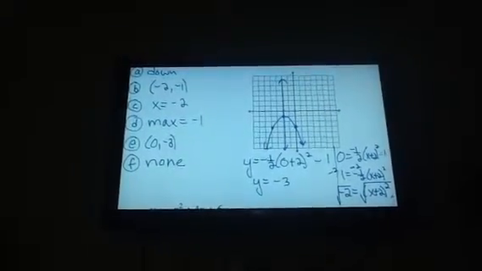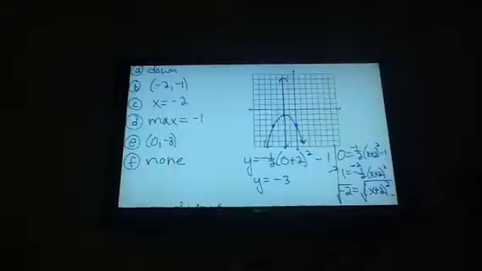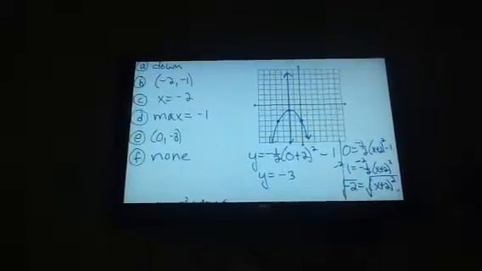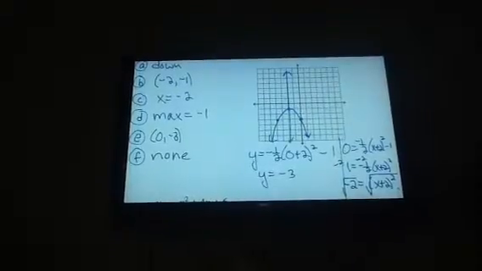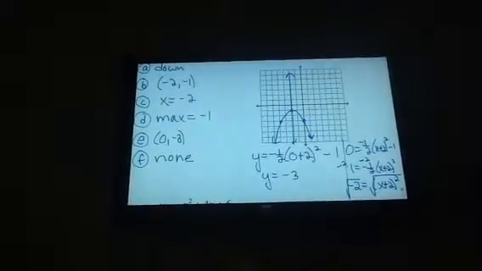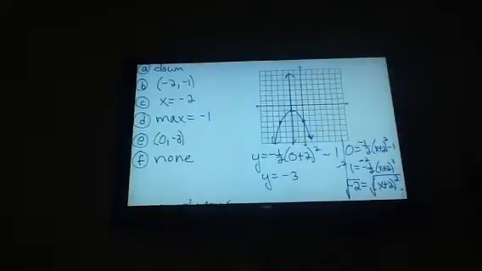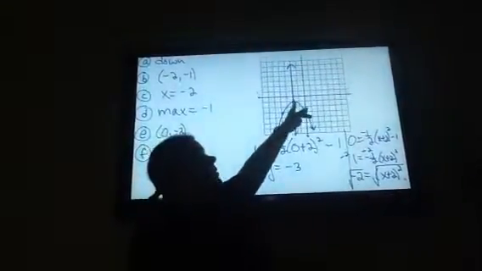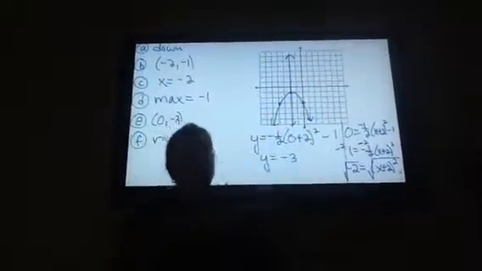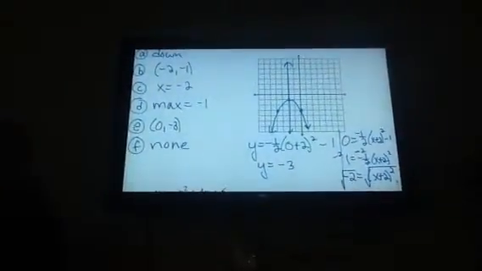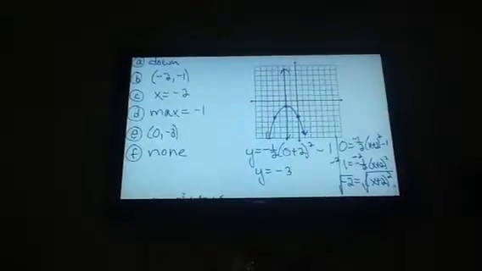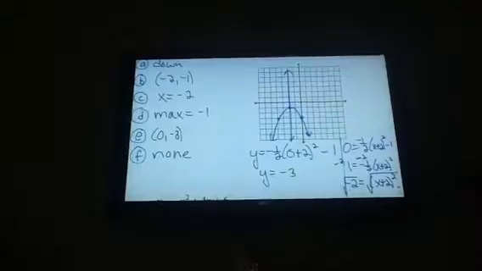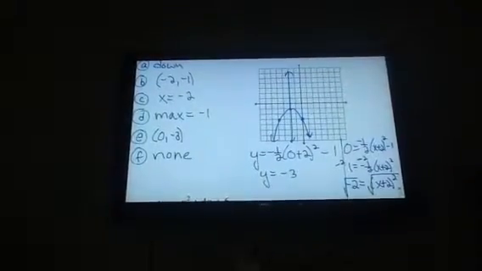Okay. Yes, sir? Couldn't we have told there was no x-intercept when it said the max was -1? Definitely. If you can visualize things, you know where the vertex is, because that's one of the first things you find. You know it opens down, so you can already see that it's not going to cross through the x-axis. So don't even worry about calculating them. Just write none.